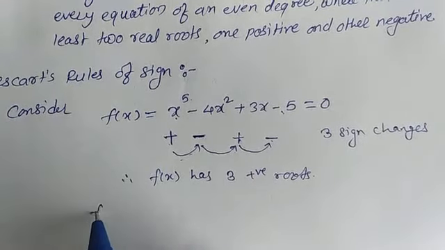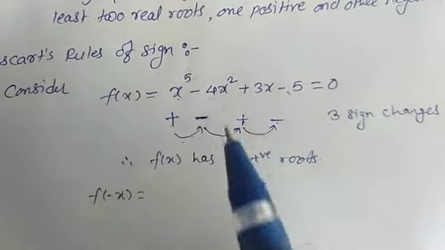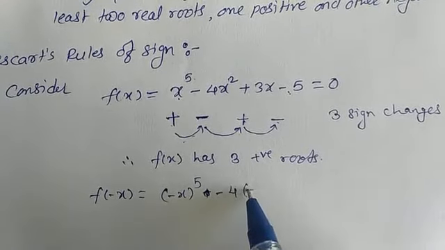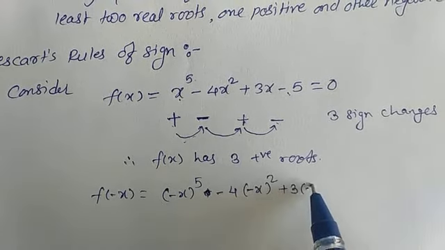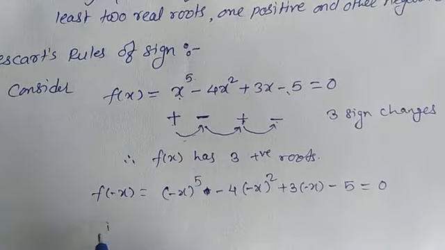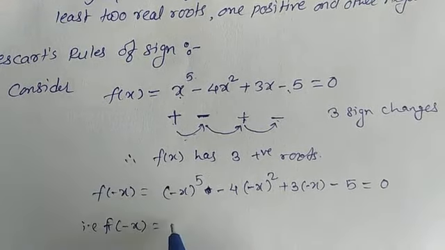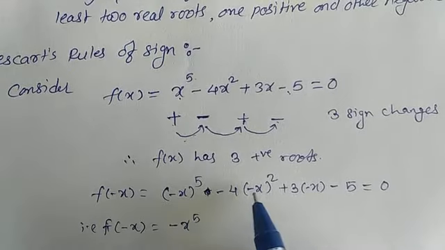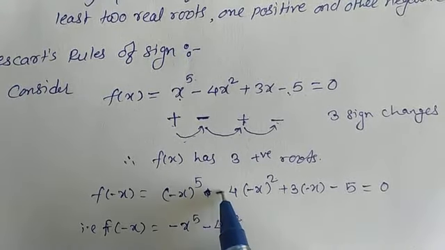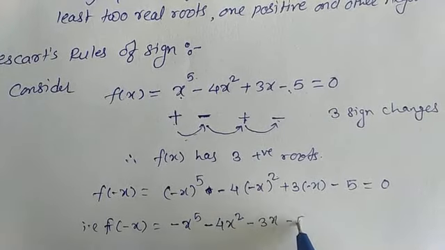Now if we consider f of minus x, what will be the equation of f of minus x? We have to replace x by minus x. So minus x raised to 5 plus minus 4 times minus x squared plus 3 times minus x minus 5 equal to 0. So f of minus x is equal to minus x raised to 5, which is negative. Here minus x squared is positive, so minus 4x squared, and the minus sign is there, so it will be negative only. Here 3 times minus x is minus 3x, minus 5 equal to 0.